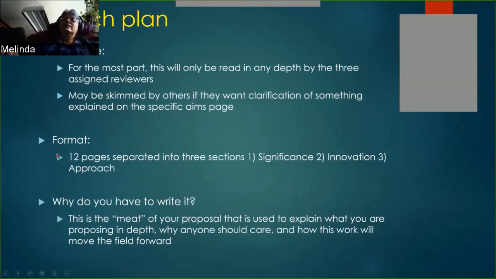Now, format for a K, it's a lot shorter than 12 pages. I don't remember how long it is. Is it like 4 or 6? Did you get a chance? Yeah, the other ones I've looked at have been like 3 to 4, I think. Okay, yeah, that might be right.